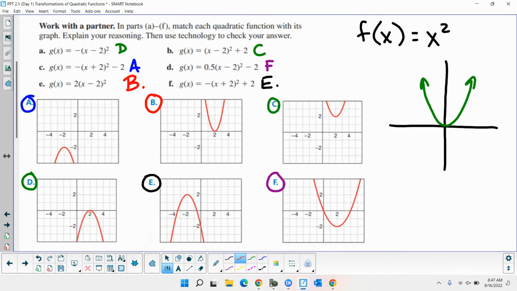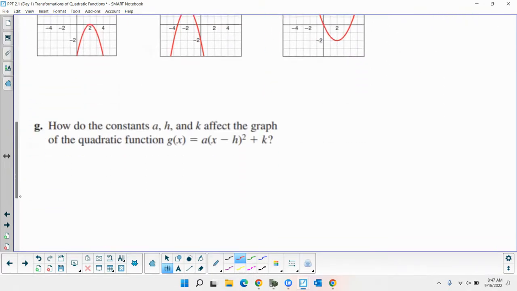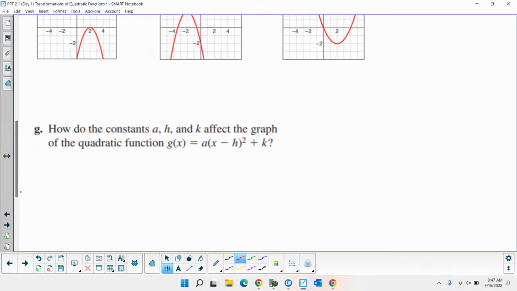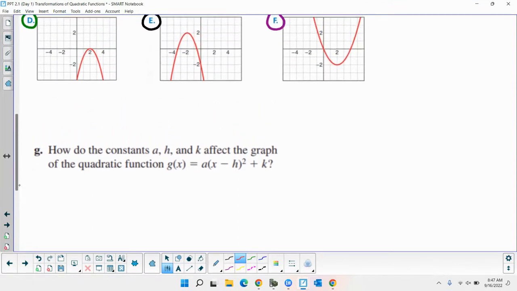Does that make sense, kind of how we went through that? Shouldn't we be able to do that without going into our calculator? But again, it's okay if you use your calculator to help you. Okay? It's a tool we have. Let's use it. Okay? Now, down below here, how do the constants A, H, and K affect the graph?